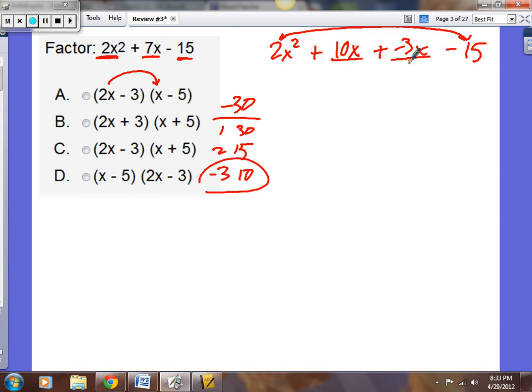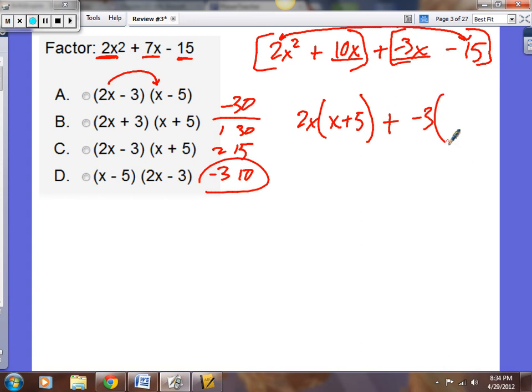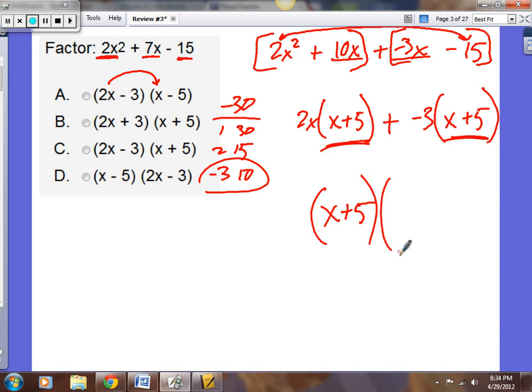Okay, grouping. I'm going to group these first 2 together. 2x squared and 10x, I'm going to divide them both by the GCF, 2x, so 2x multiplied by x plus 5. And the next group, this negative 3x and negative 15, they're both negative, so I can factor out a negative, and I'm going to factor out a negative 3. So it's going to be x plus 5. Okay, the x plus 5 shows up in both terms. That always happens. So it's going to be x plus 5 in one group times 2x minus 3 in the second group. And where is that? That is C.